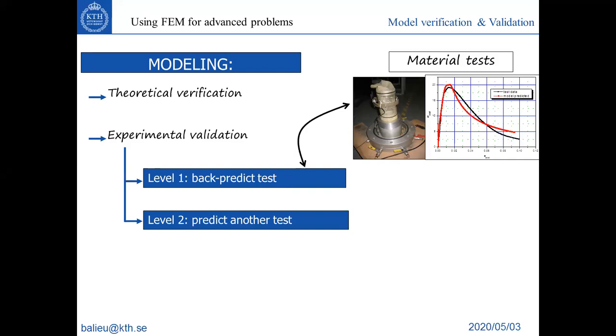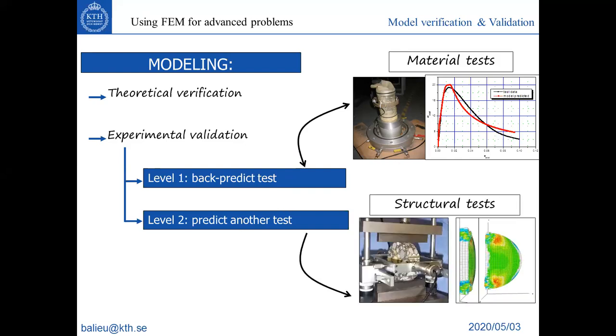So on this, you can say, okay, I have the good material model to reproduce this test and the behavior of the material in this test. But you are not sure that you can make a prediction on another test. So if you want to validate your model, you have to validate on a structural test. What is a structural test? It is a test whose response depends on the structure, on the geometry of the material.